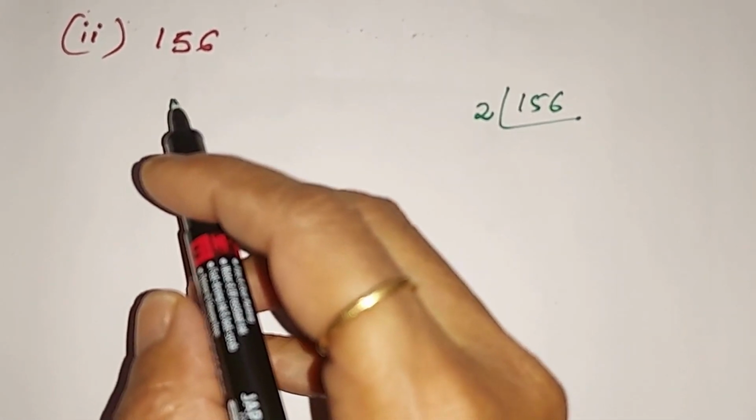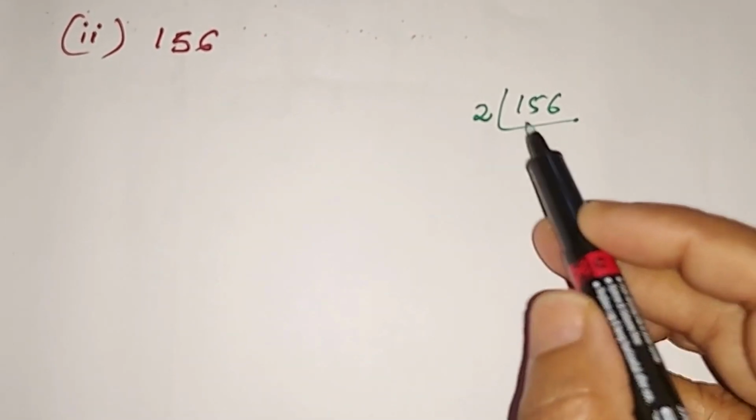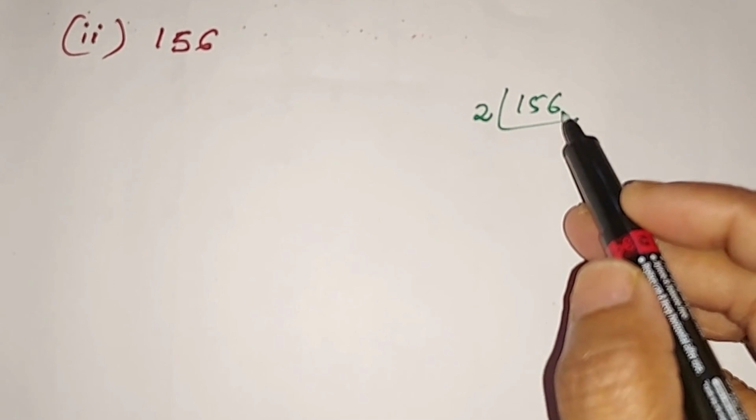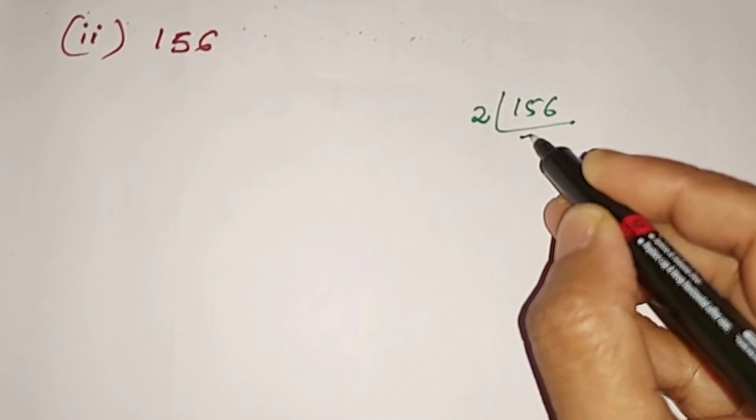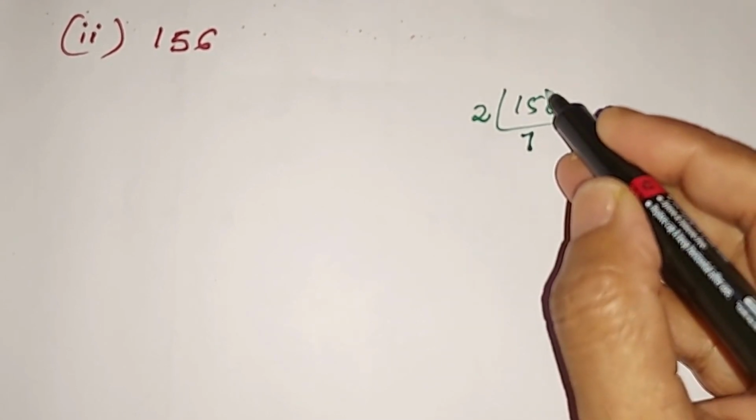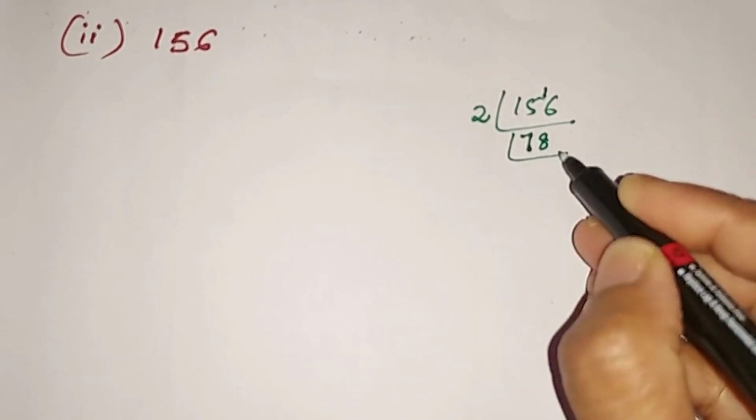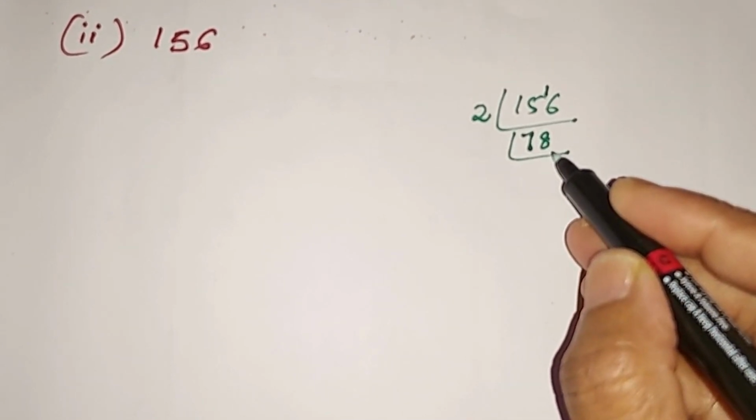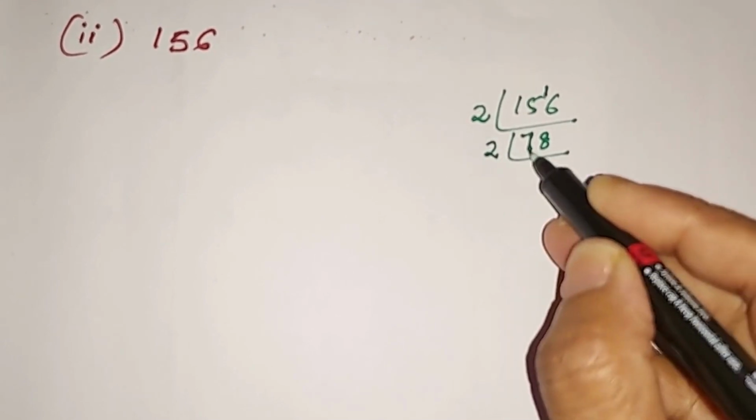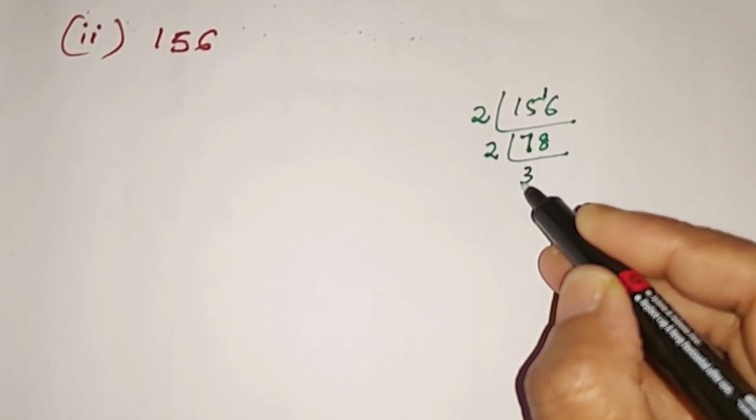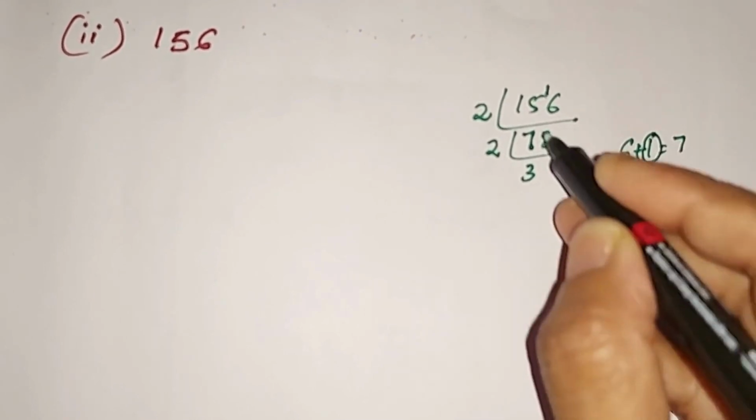Now the next question is 156. Okay, so in the same way 156 we can factorize like this. The ending number is 6, so it's an even number. So 2 goes into 15 seven times. 2 sevens are 14 and 1 carrying, right? 2 goes into 16 eight times. So 78. The ending number is again 8, so it's an even number. So 2 is divisible into 78, right? So 2 goes into 7, 2 threes are 6, 6 plus 1 is equal to 7. This 1 we will write here.